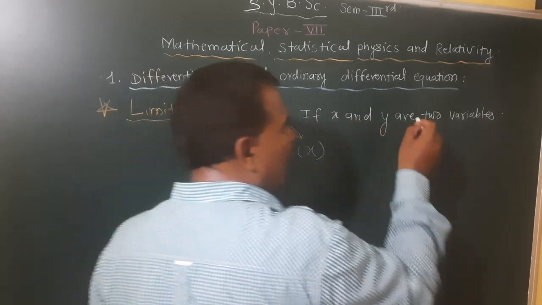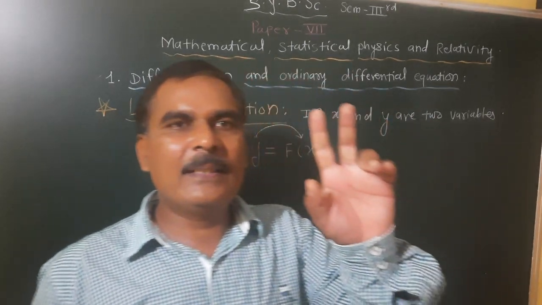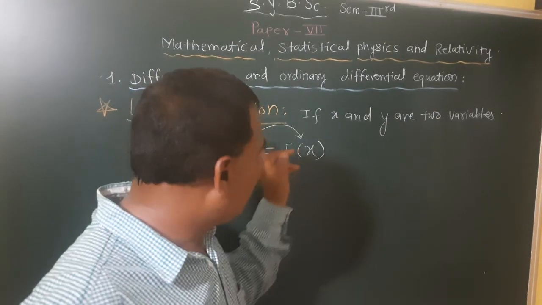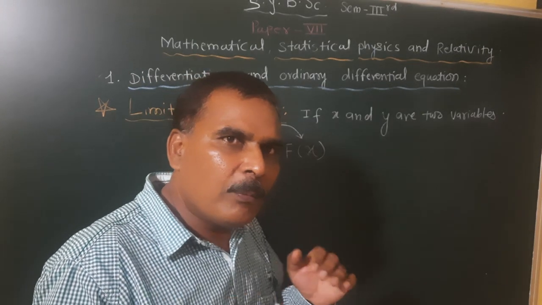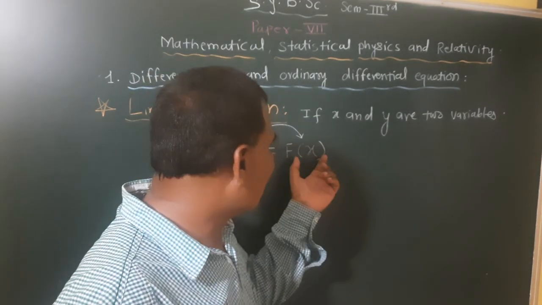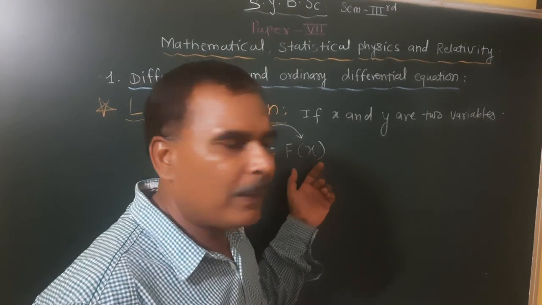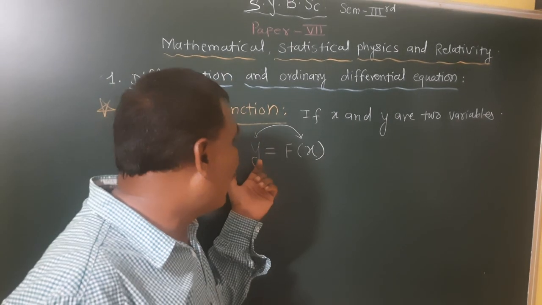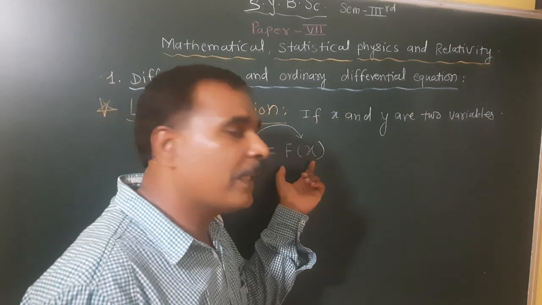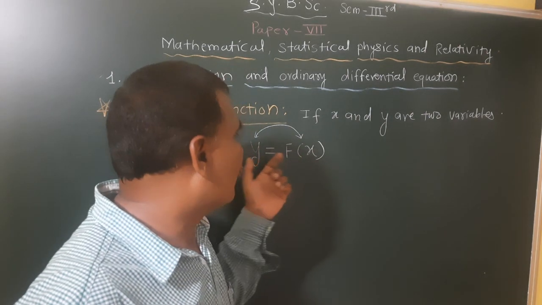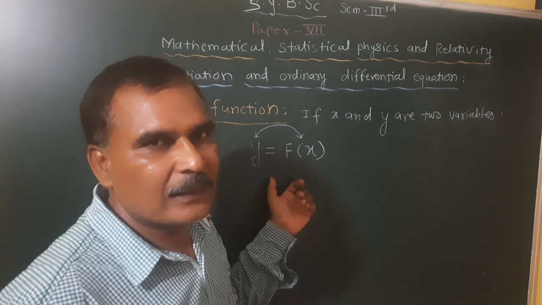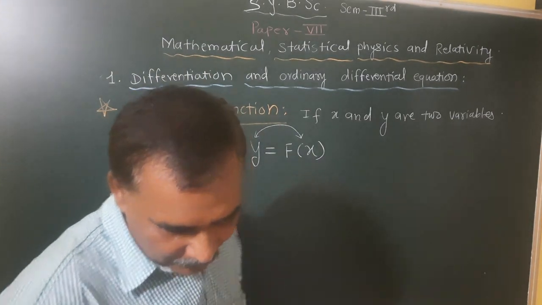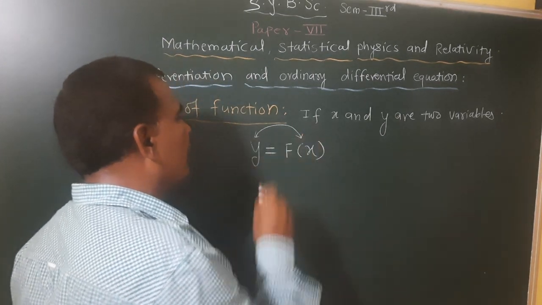If x and y are the two variables, how many variables? Two variables. X and y are the two variables such that y depends on x. If we change the value of x, y always goes on changing. It means y is equal to f of x is a function. That is, y is a function of x.